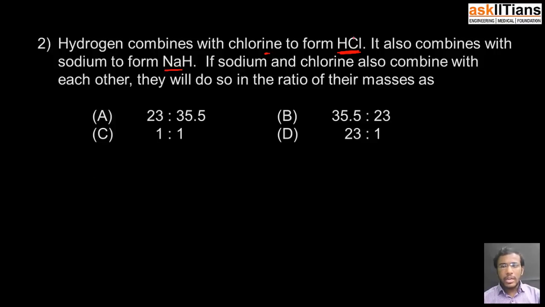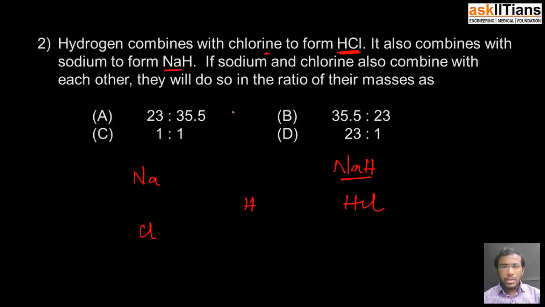So here hydrogen is the common element between these 2 compounds. One is sodium hydrogen and the other is chlorine hydrogen. Sodium and hydrogen are combining with each other and forming sodium hydride, which is an ionic hydride, and chlorine and hydrogen are combining with each other and forming HCl. So here two different elements are combining with the same mass of the third element.